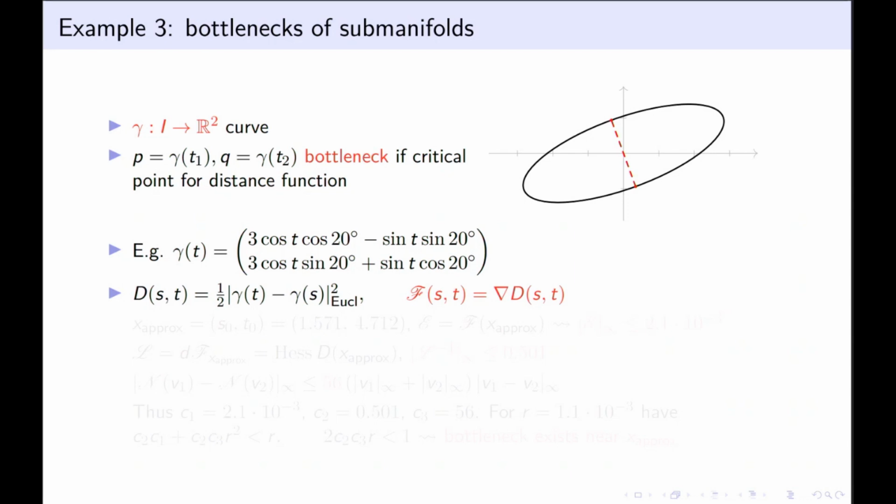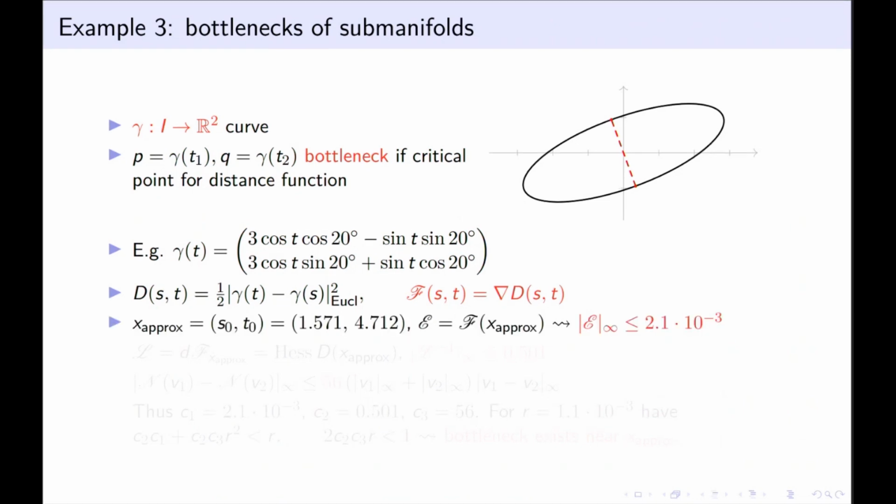We want to find critical points of this function d. So our target function is this curly F, curly F equals nabla d. We want to find zeros of curly F. So it's exactly the same notation as on the previous slides. And the approach is exactly the same. Approximate solution, linearization, higher order terms. So let's start with the approximate solution.